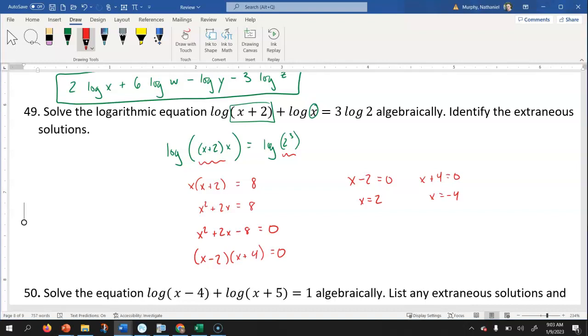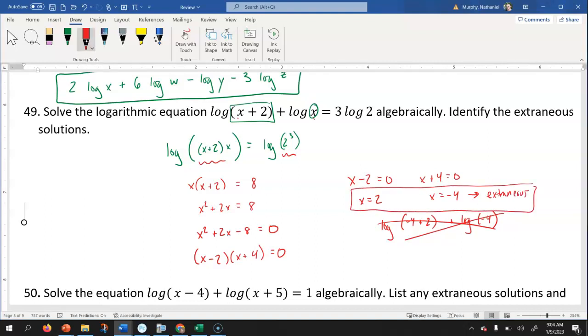2 plus 2, which is 4. So we'd have the log of 4 plus the log of 2. Okay, there's nothing there that's not possible. But when we put negative 4 in here for x, we would have log of negative 4 plus 2, which would be the log of negative 2, and we'd also have a log of negative 4. So we cannot take the log of a negative number, so this would be an extraneous solution. So it's a solution that doesn't work, but x equals 2 would be a solution that does work.